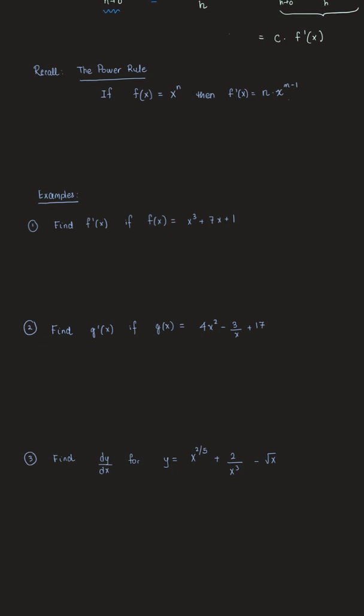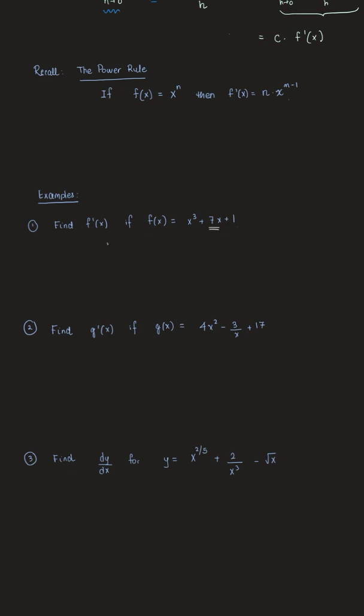In the first example, the way that we're applying the rules, you can think of this function f of x as a sum of 3 specific functions: x cubed, 7x, and 1. And so we're basically applying the first rule that tells us you can take the derivative of a sum by taking the derivatives of each individual part. Also, here in 7x, you can see that we have a constant times a function, so we're also going to be applying the constant multiple rule.